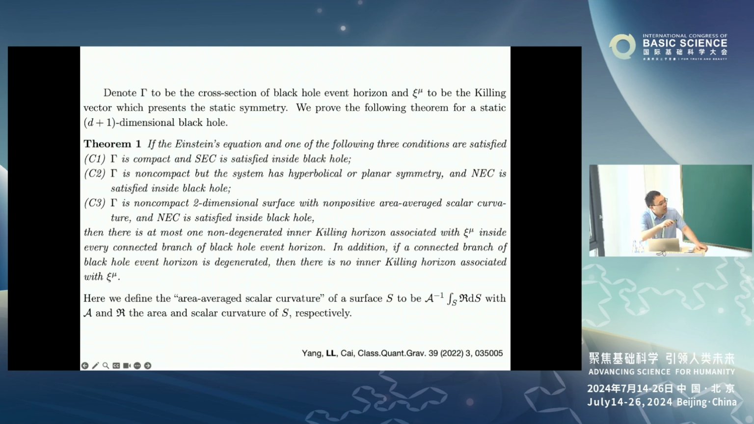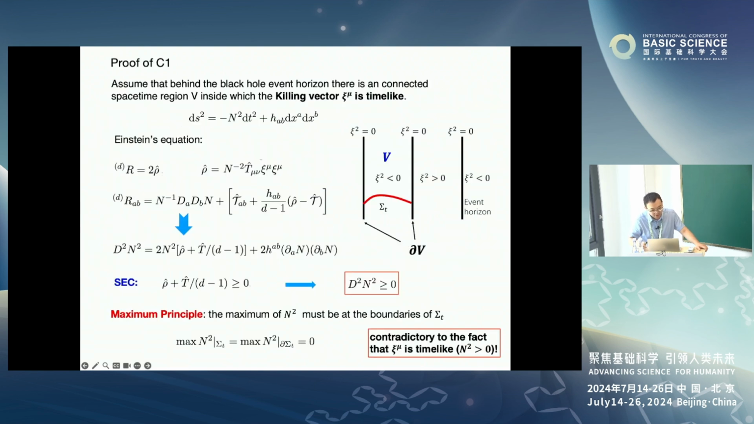Okay, since I have no time, I can show you the basic idea for the first one. The first one, in some sense, is easy to understand. So how to prove this? Here, let's assume behind this is the event horizon, so the Killing vector norm is negative. Suppose besides this event horizon, there are two inner horizons. So the structure is like this schematically. And in this, we have this gray regime. At the boundary, the Killing vector norm by definition should be vanishing.